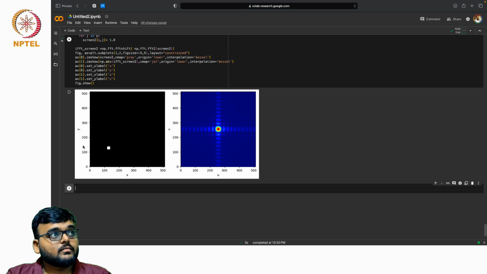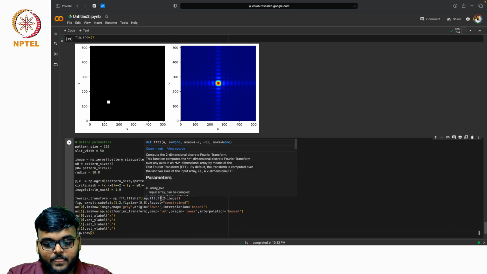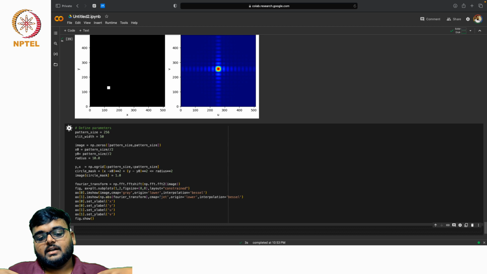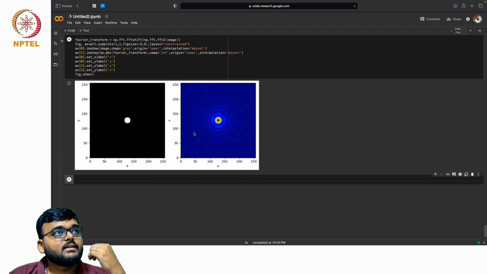Okay, now let's move on to a circular aperture instead of a rectangular aperture. What we should expect is a sinc function gradually decreasing over the area. If you see here, the sinc function gradually decreases over the entire thing. But if you look clearly, there are blobs.